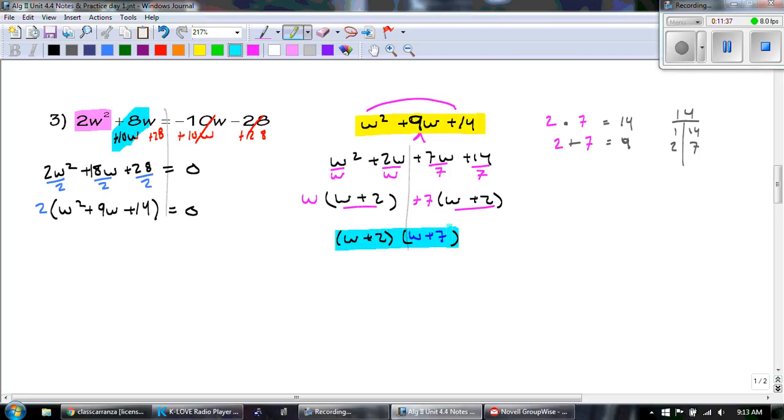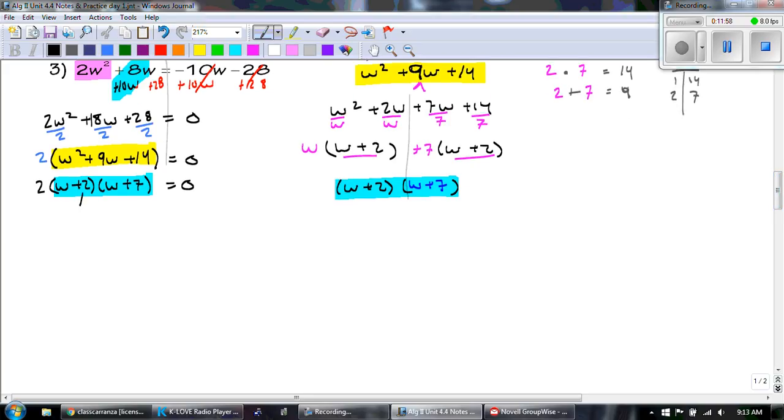So this is what I need to bring over to the other side. Okay? Remember, the 2 is still here, but then we've got the W plus 2 and the W plus 7 equals 0. Okay? Everything with a variable, I set equal to 0. So W plus 2 equals 0. The W plus 7 equals 0, and then I solve. So why don't you guys pause the video and solve and tell me what the two answers are. Good luck.